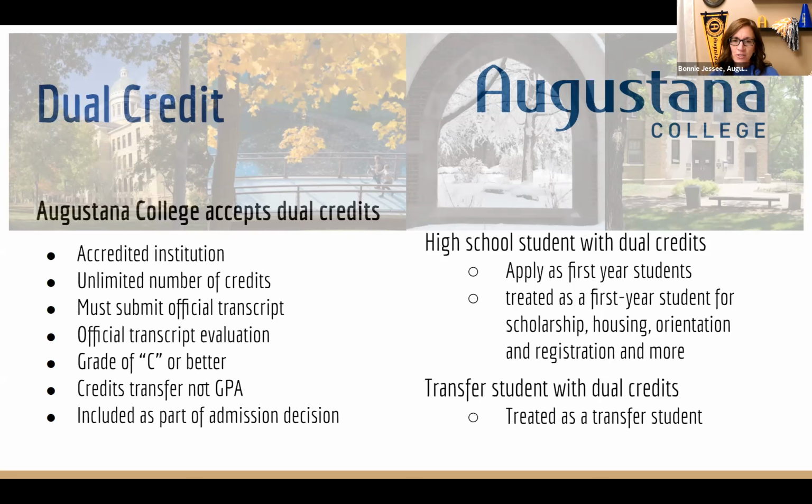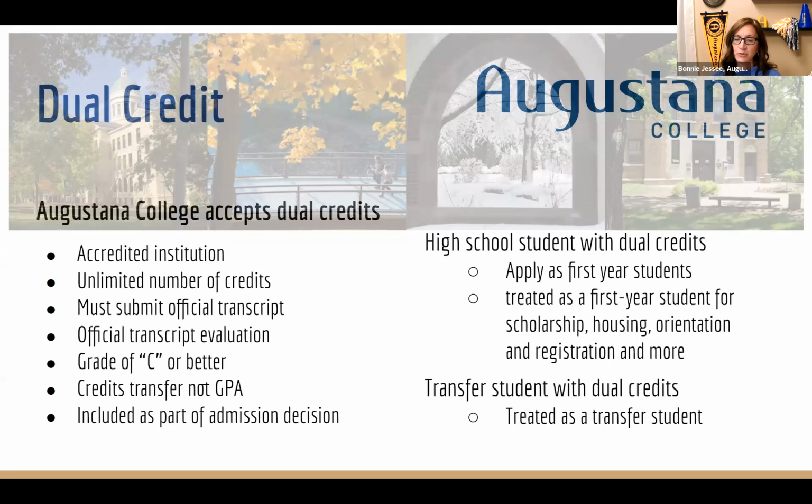So students who are high school students that have taken dual credits and are applying to Augustana are applying as first-year students. And as I mentioned, you can bring as many credits as you want, but certainly high school credit students typically don't have more than 60 credits. But when you apply as a first-year student, as a high school student with dual credit, you are treated as a first-year student for scholarship, housing, orientation, registration, and more.